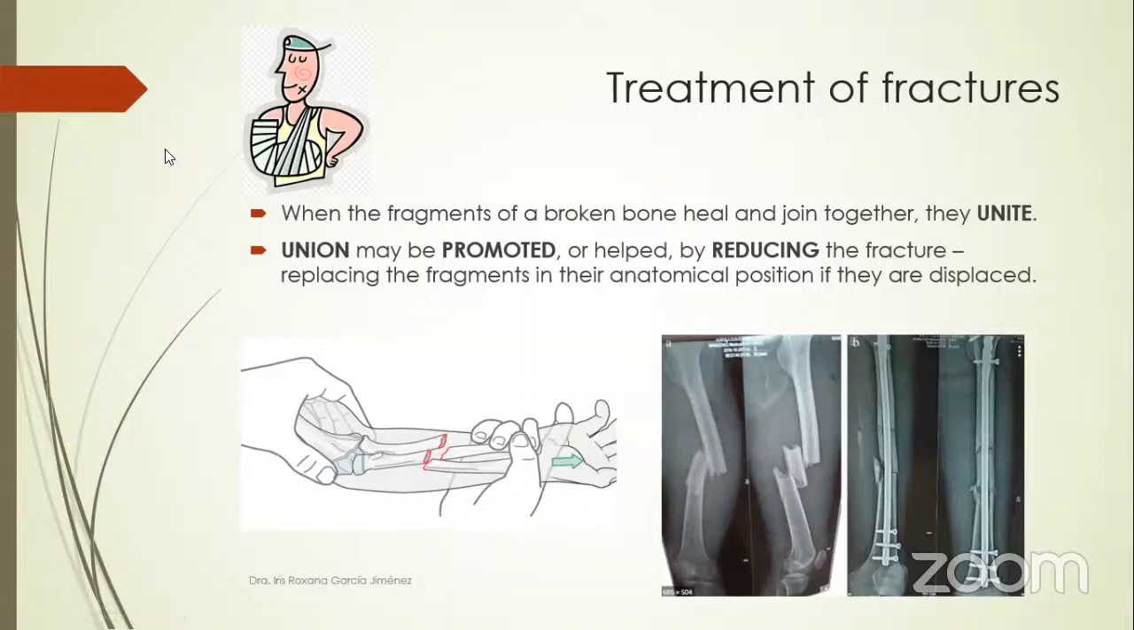The treatment of fractures. When the fragments of a broken bone heal and join together, they unite. The union may be promoted or helped by reducing the fracture. I mean, replacing the fragments in their anatomical position if they are displaced. Right? You can see many ways to reduce this.